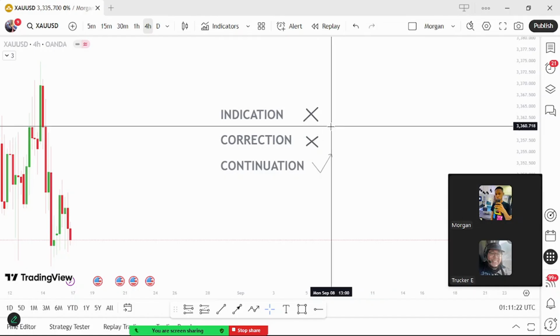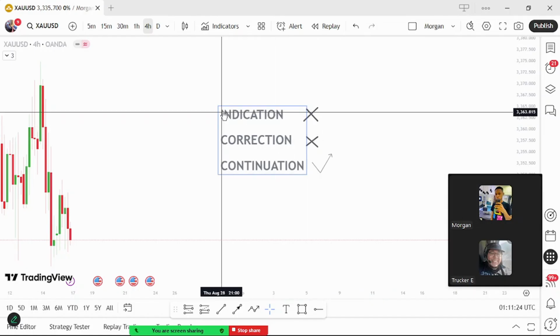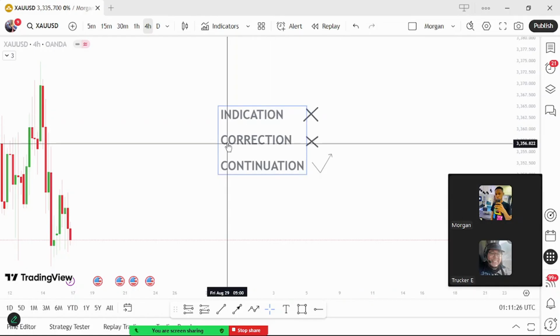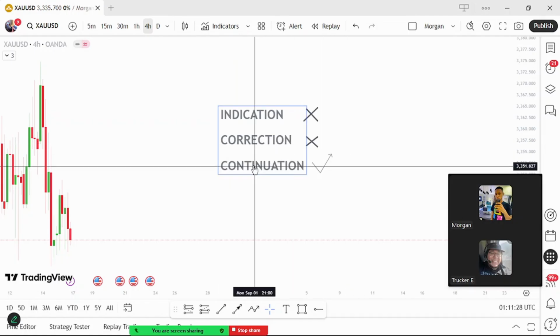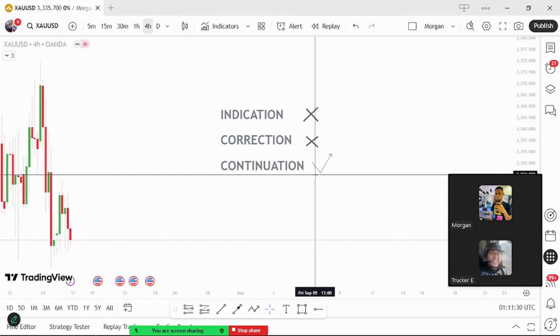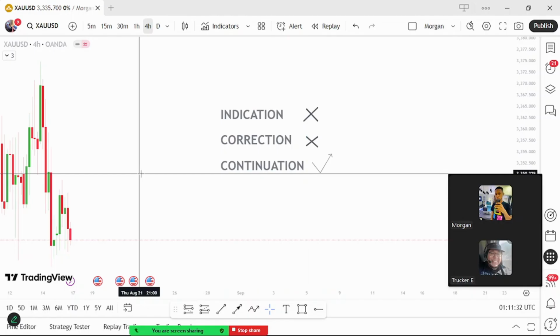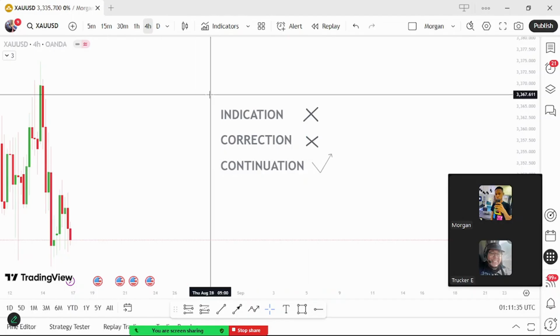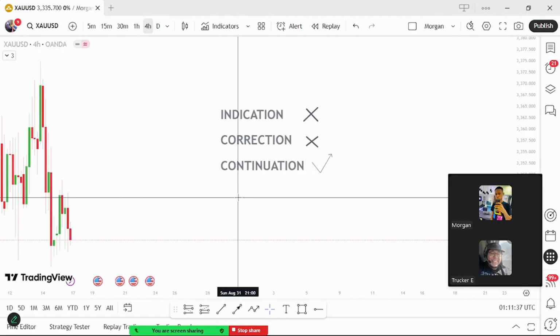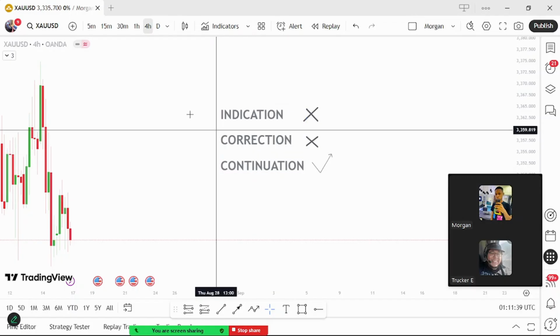So just get this one in your mind that for now you don't want to trade the indication, you don't want to trade the correction. What you want to trade is the continuation, because that is price showing you that, hey, I've shown you that above this level I can go this high. So now I'm back above this level, I want to go this high again.